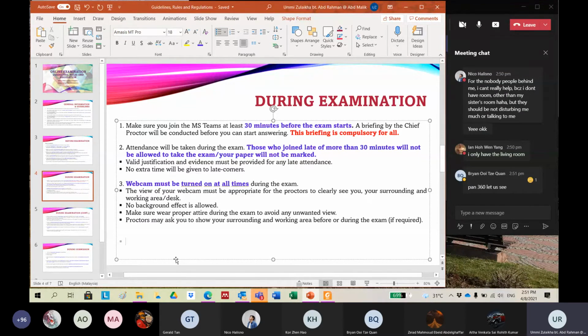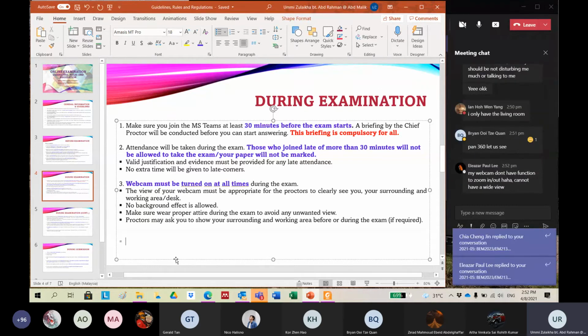Because previously I know students purposely focus the webcam on their forehead, their chest, their shin. So that's why I put there: the view must be appropriate for the proctors to clearly see you, your surrounding and working area. No background effect is allowed. And make sure to wear proper attire. I don't want to see any unwanted or shocking view. And please remind your sister or whoever, don't walk at the back there naked.